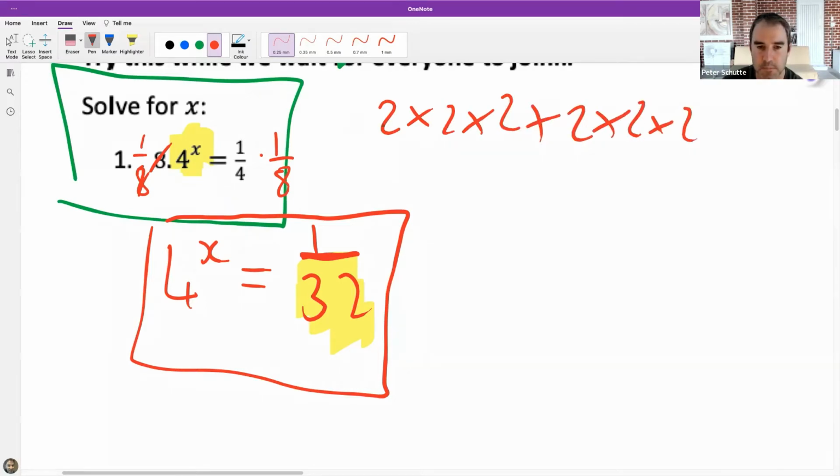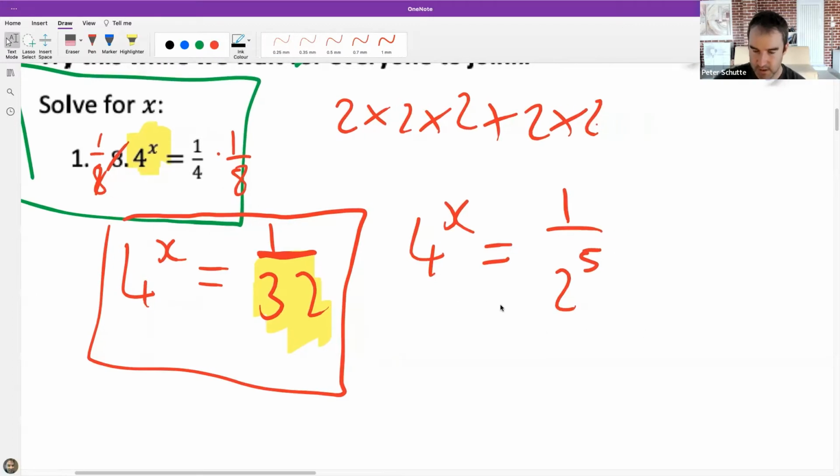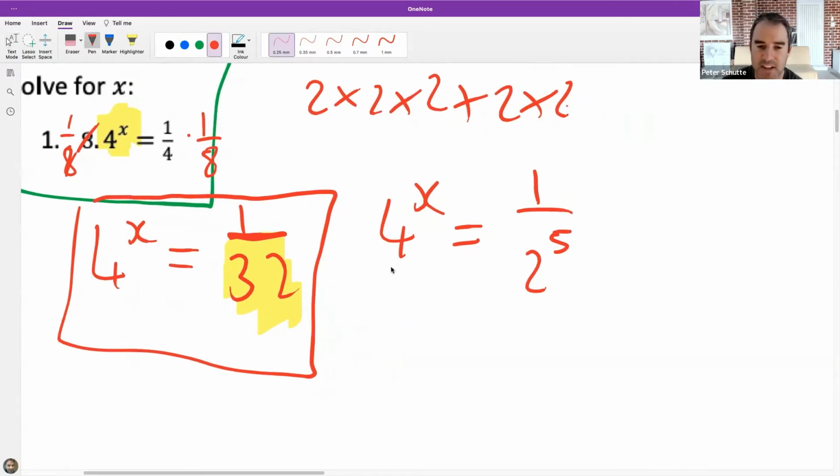So let's see. 2 times 2 times 2 is 8, 16, 32. So I can rewrite this as that. Now, that doesn't help me yet, but I have a sneaky plan. Can 4 be written as a power of 2? So can I rewrite 4 in terms of the 2?